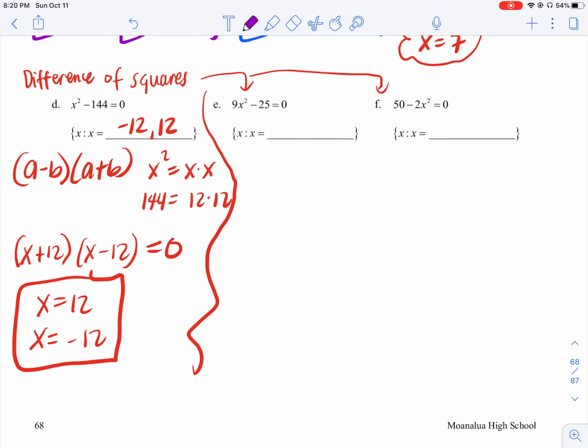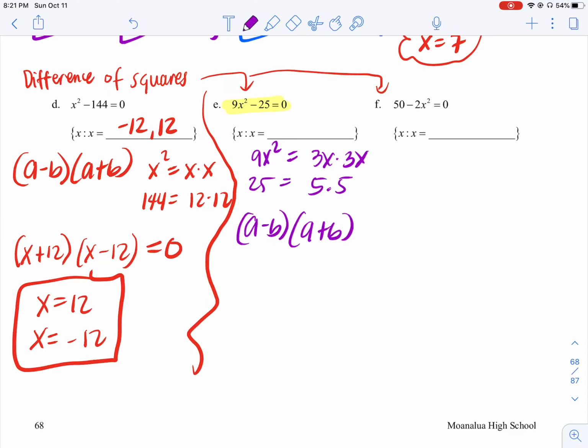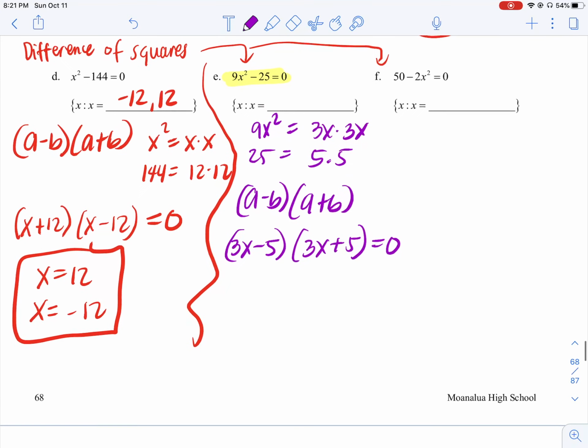Let's have 9x squared minus 25. They're both perfect squares too, yeah? The 9 and the 25. So again, we're gonna follow the formula (a minus b)(a plus b). What's 9x squared? That is 3x times 3x. What about 25? That is 5 times 5. Yeah, so we have (3x minus 5)(3x plus 5) equal to 0. And do not forget that you make them equal to 0.